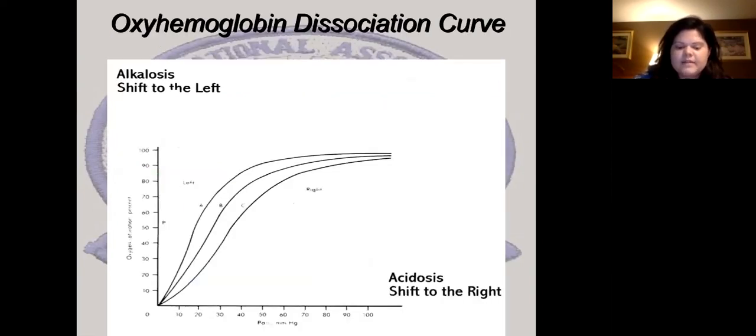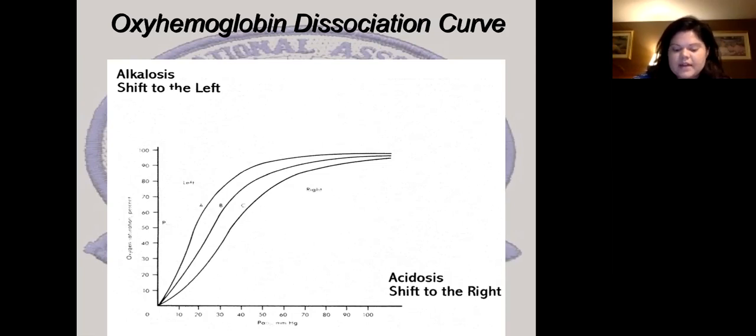All right, so now we have the oxyhemoglobin dissociation curve. A shift to the left is caused by alkalosis. So that would be depicted as A. So low CO2, low temp, and hemoglobin holds onto the oxygen molecule, not allowing for oxygen release to the tissues.